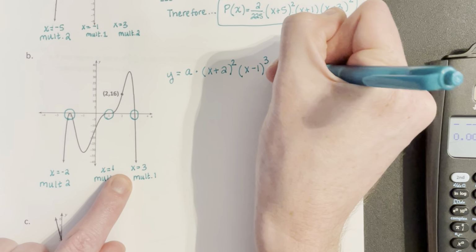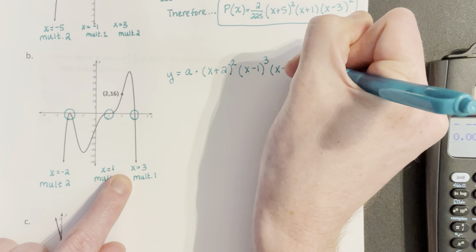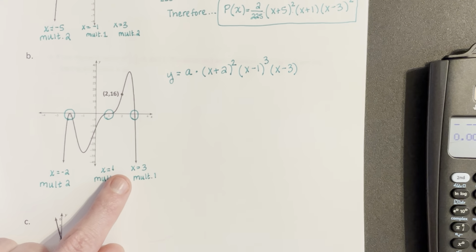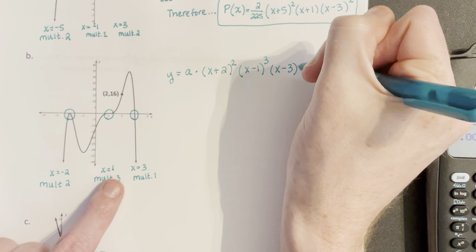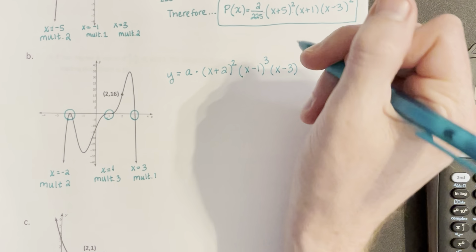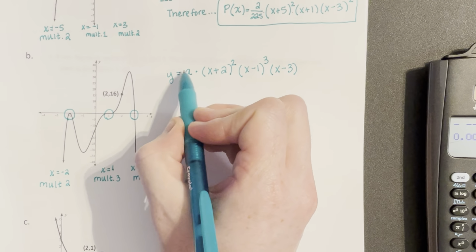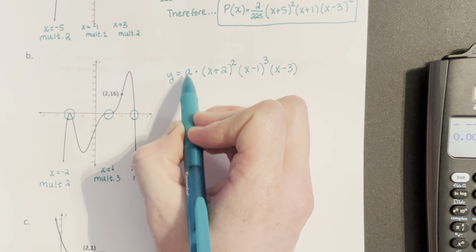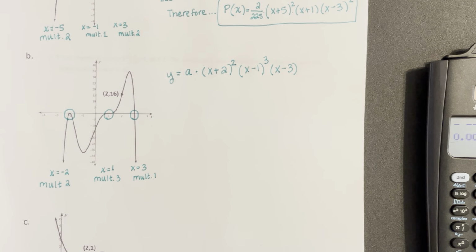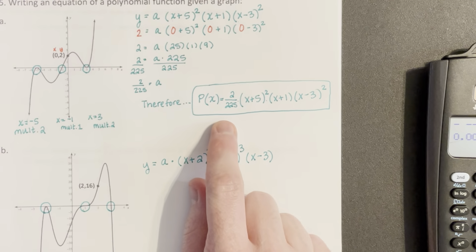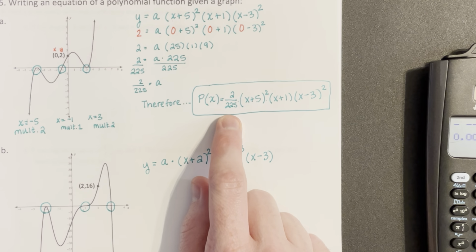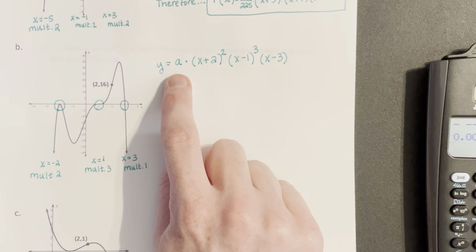And then x minus 3 has a multiplicity of 1. So I don't have to write an exponent of 1. That usually is implied there. But we do need to solve for a and figure out what is that value that goes in front. In the first example, we saw it was a vertical shrink. So we need to figure out what is going on here.